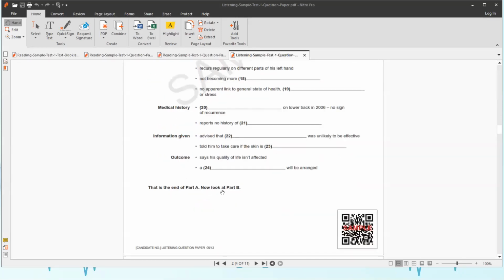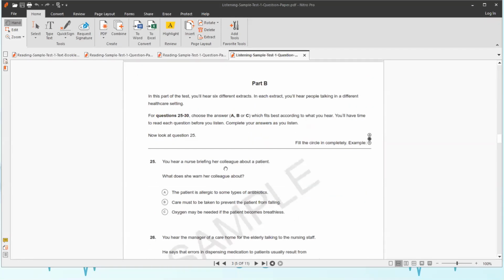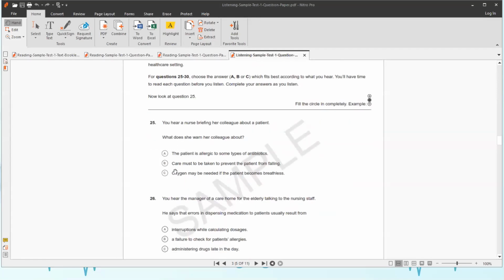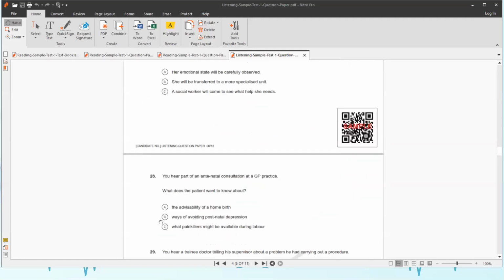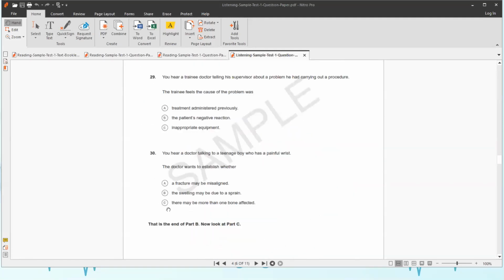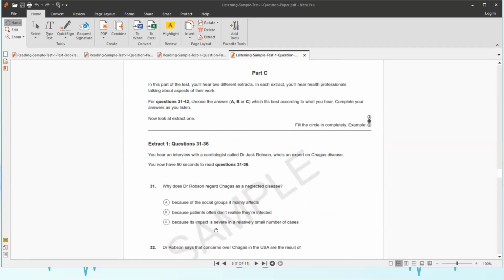Then you will move to part B. In part B, we have 6 questions from 25 to 30, multiple choice questions. The first one, the second one, third one, fourth one, fifth one, and the last one. Then we'll move on to the last part, part C. Also, we have multiple choice questions.